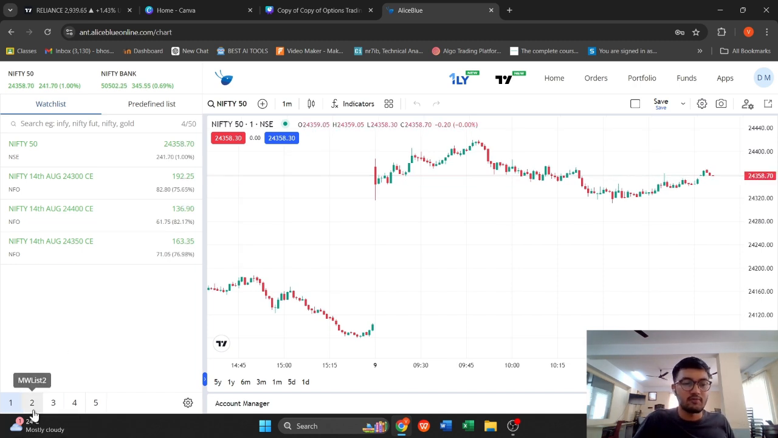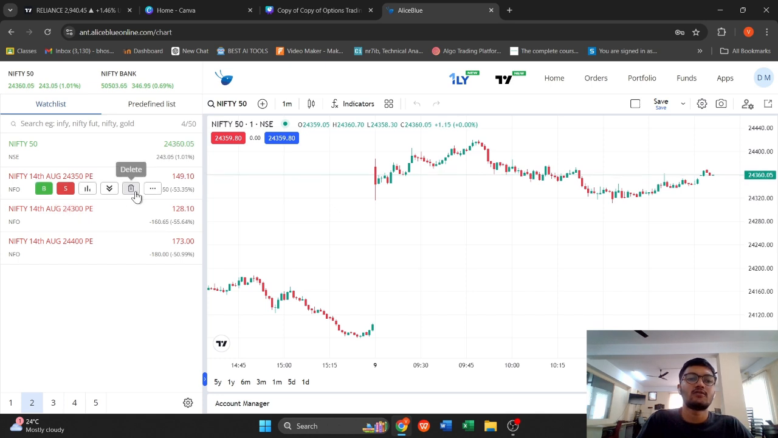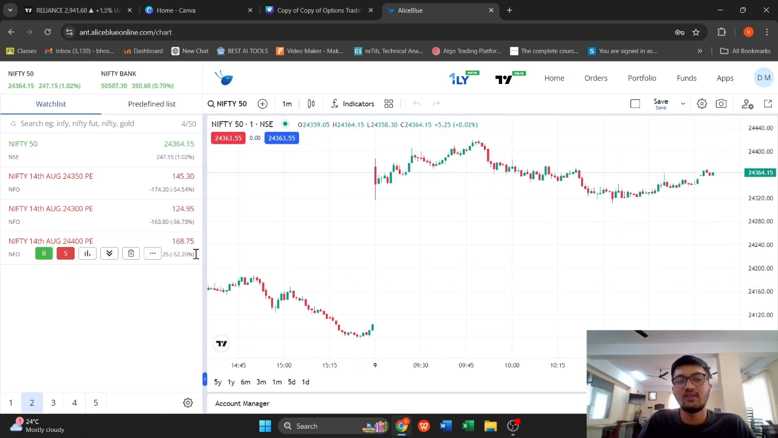In the case of put, 24,360 is the current price, so 24,350 is the at the money option. In the case of put, the out of the money option is 24,300. Correct. So the premium, 128, is less. This is out of the money in the case of put, and 24,400 will be in the money. You can see 24,400 is in the money and it has more premium.